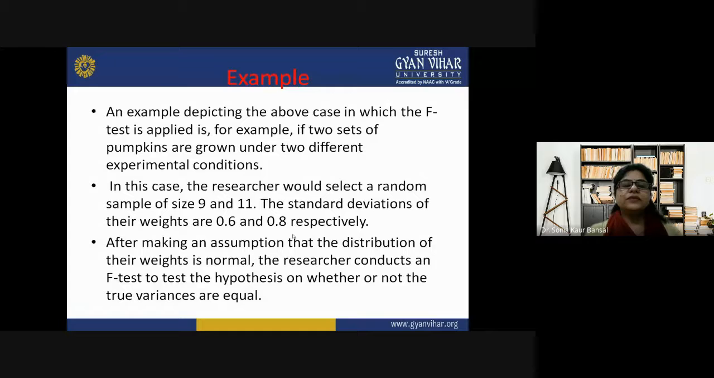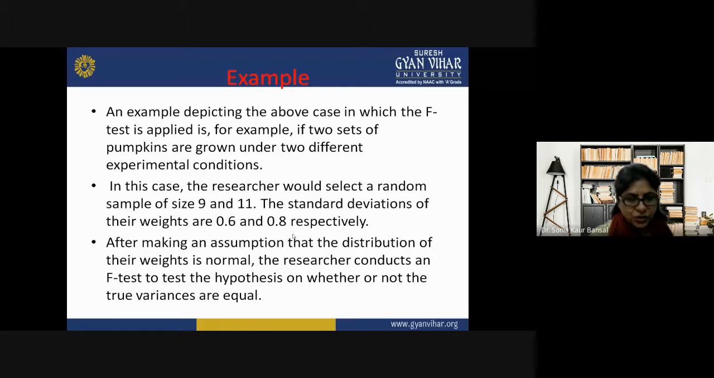Now, let's have a look at an example depicting the above cases in which the F-test is applied. For example, two sets of pumpkins are grown under two different experimental conditions. Just imagine that. In that case, the researcher would select a random sample of size 9 and size 11. I hope you are understanding, students.